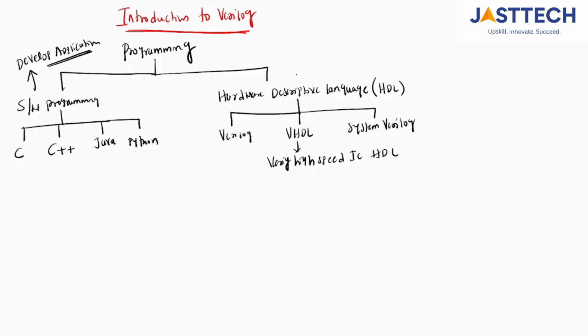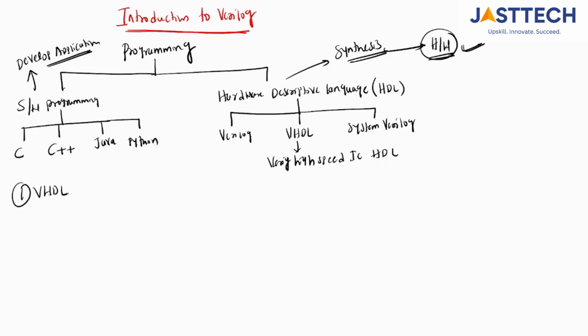Hardware descriptive language means there is a term called synthesis. Using this hardware descriptive language, we are describing hardware. You already studied digital, like combinational and sequential circuits. You are describing the hardware in textual format, which is hardware descriptive language, and we can convert your program into hardware. That is the main difference between a software language and a hardware descriptive language. That is HDL.